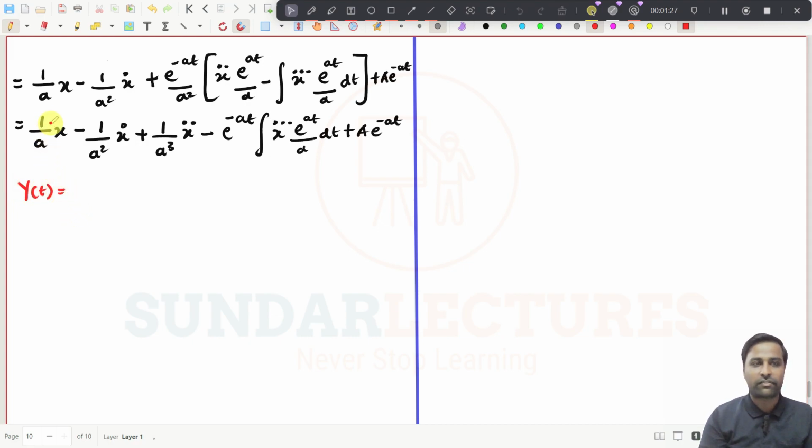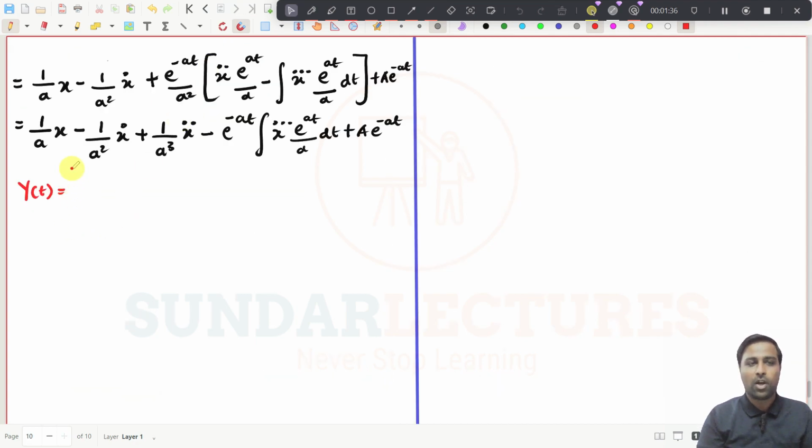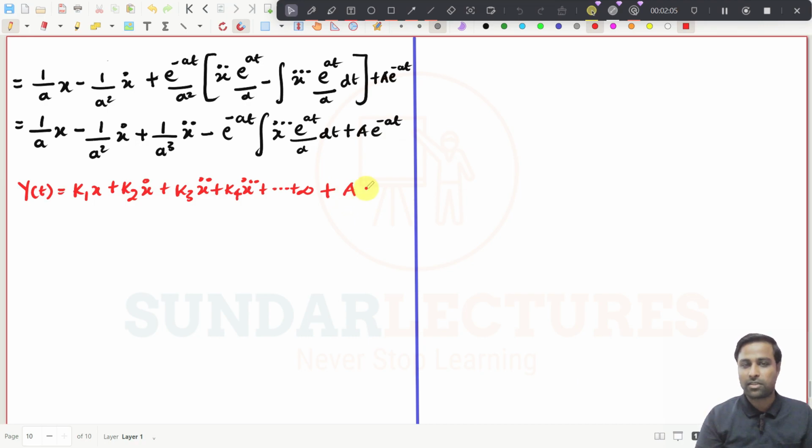This will be now y of t. I will just write it as k1, but this is a constant value, right? I have already told you, a will be a constant value. So this one I can write as k1 into x. This with this minus, I will take it as a constant. So plus k2 into x dot, and then plus this one is a constant, k3 into x double dot, plus k4 into x triple dot. This will now go to infinity, plus, and this term is already there, so this will be now a into e power at. Try to understand.